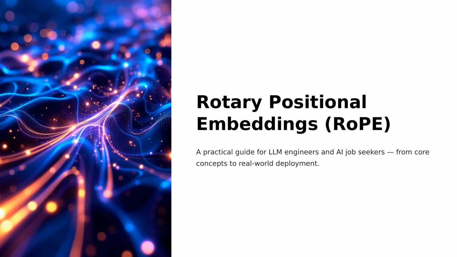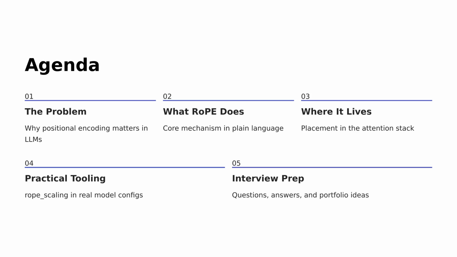In this section, we'll look at Rotary Positional Embeddings, or RoPE, a widely used way to give language models a sense of token position. We'll start with the core idea, how RoPE encodes relative position through rotations in attention, and then connect that to why it matters in practice for long context performance, model implementation, and interview-ready intuition for LLM engineering roles. Here's the agenda for this section.